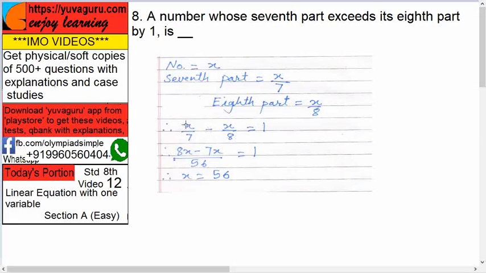Solve this. Cross multiply: 8x minus 7x upon 56 equals 1. Take 56 to this side, it becomes x. So x is 56. So the number is 56.